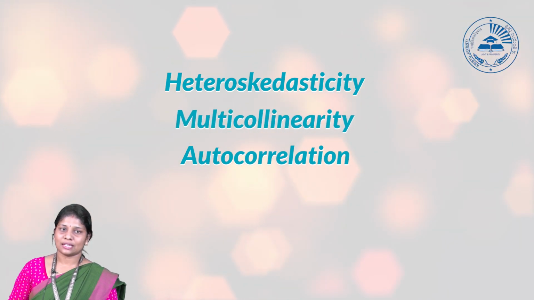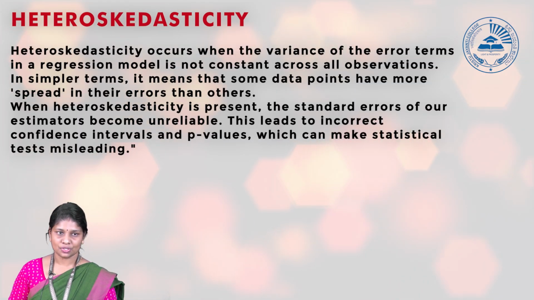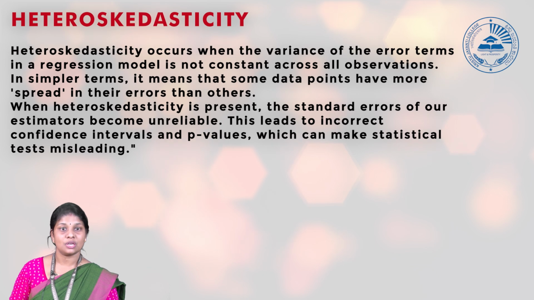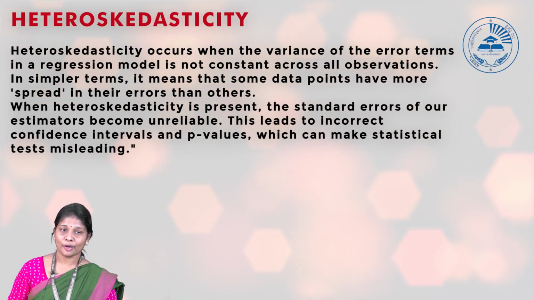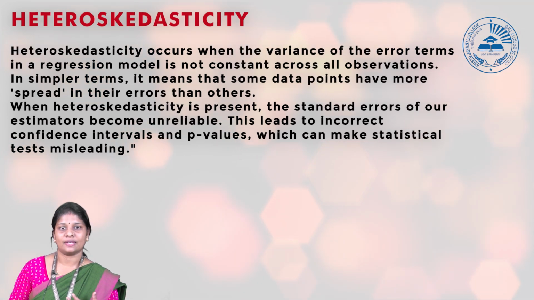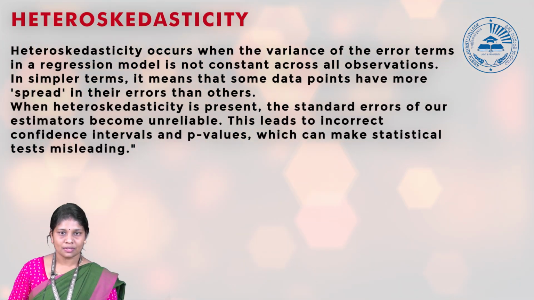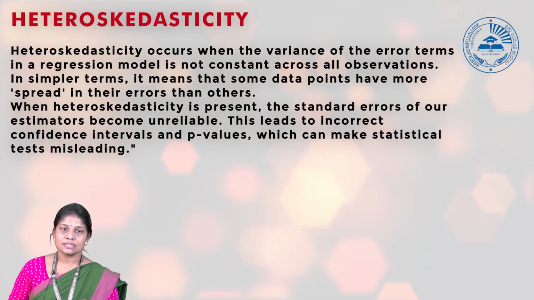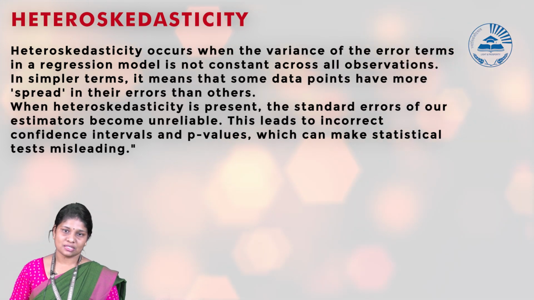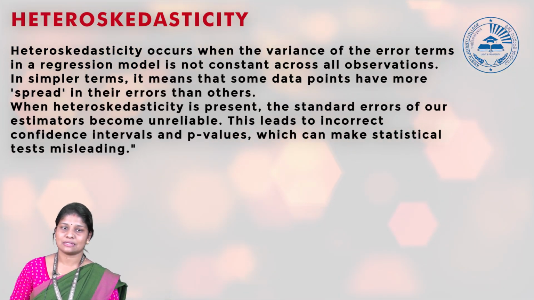Let me start with heteroscedasticity. Heteroscedasticity occurs when the variance of the error term in a regression model is not constant across all observations. In simpler terms, it means that some data points have more spread in their errors than others. When heteroscedasticity is present, the standard errors of our estimators become unreliable. This leads to incorrect confidence intervals and p-values, which can make statistical tests misleading.